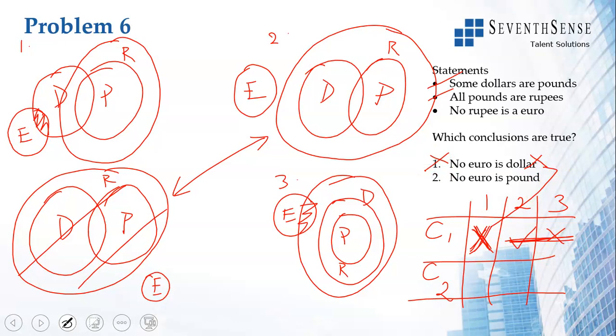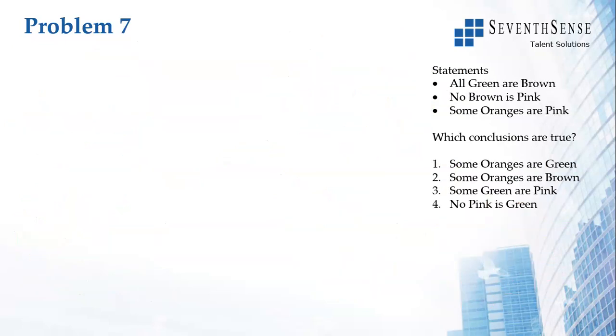No euro is a pound. So here there is no overlap, here there is no overlap, here there is no overlap. So in each of the 3 drawings, no euro is a pound is true. Hence this conclusion is valid. So only the second conclusion is valid.